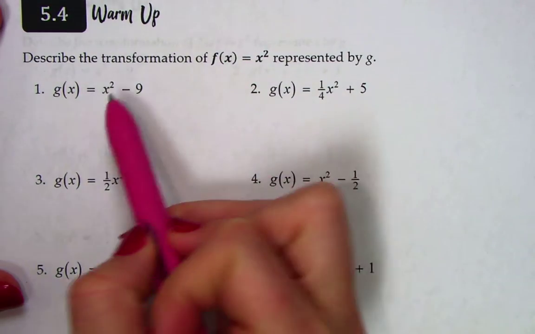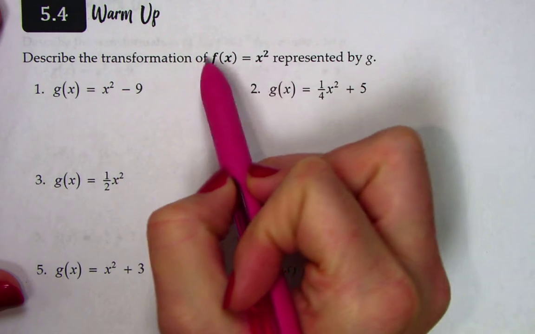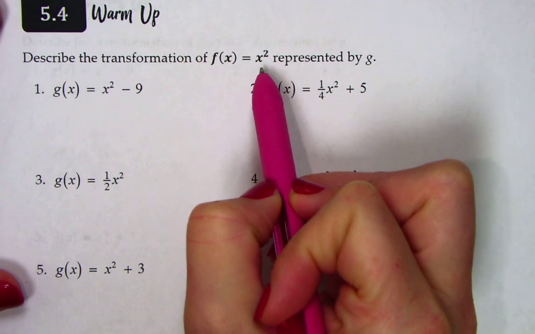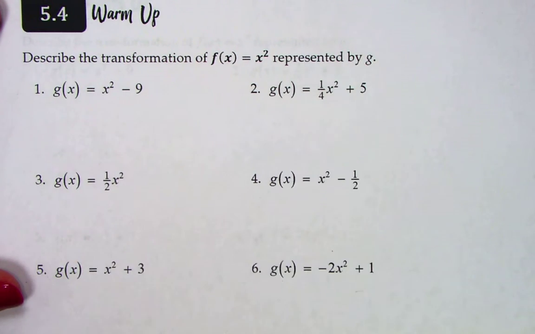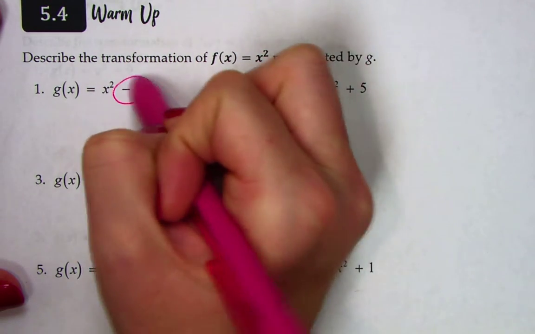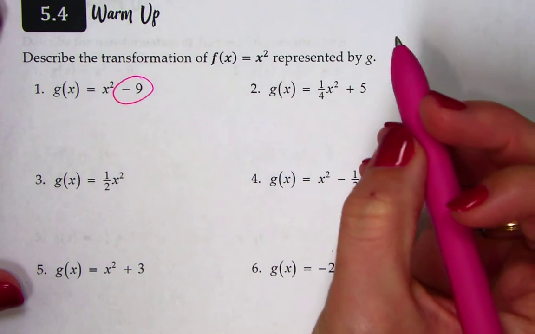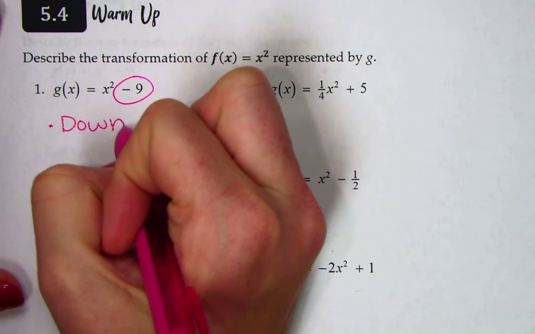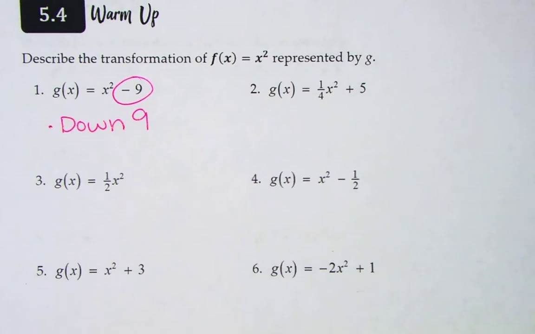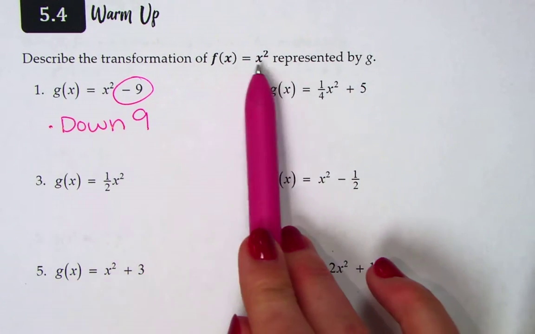Okay, this first problem is x squared minus 9. Remember, f of x is the original equation, and then g of x will be after the transformations. There's one transformation, it's minus 9. What does that minus 9 do? It makes it translate down 9. Okay, that's the only transformation from here. It's the only difference from this original equation.